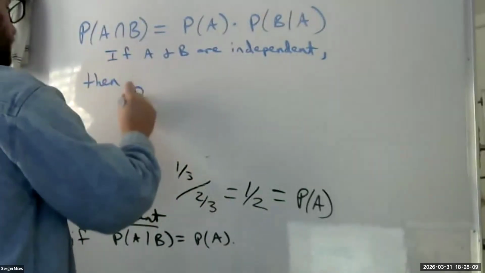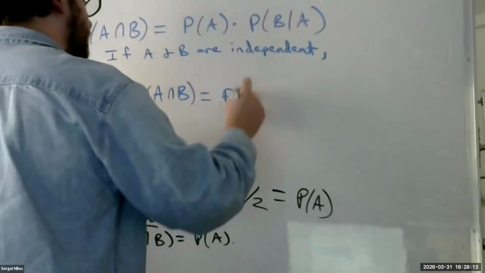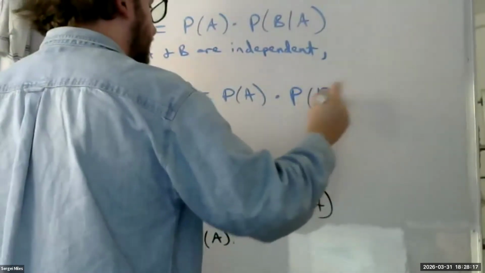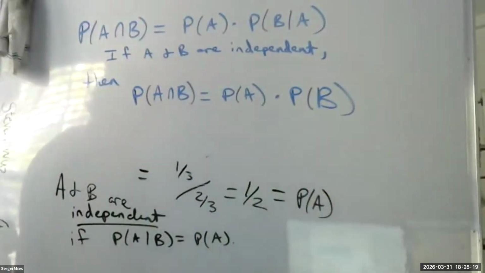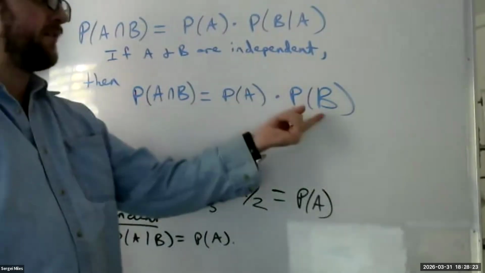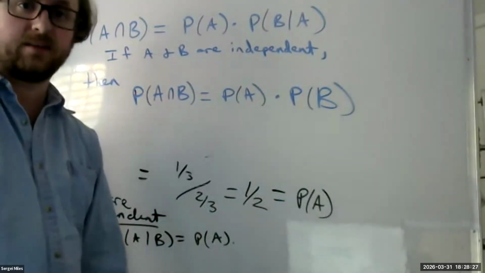In which case, this intersection can be written as just the multiplication of the probability of A times the probability of B. As a chain of events, it's just one after the other, and I don't have to worry about the conditional piece because they are independent.